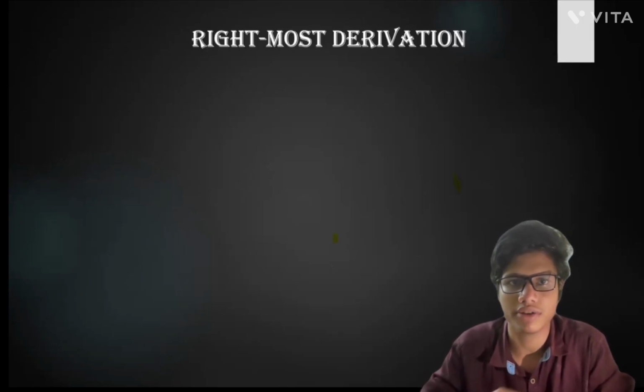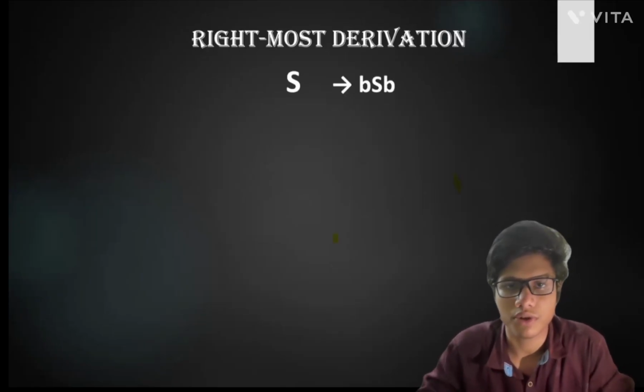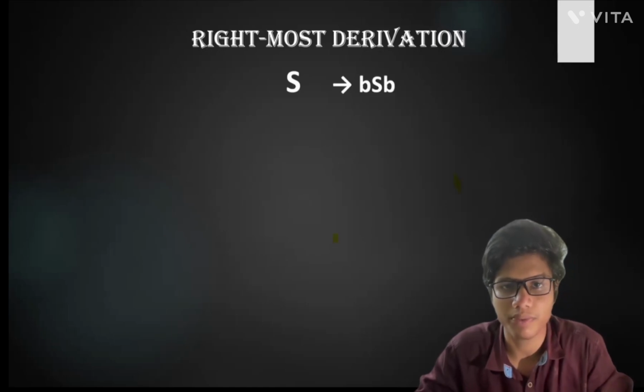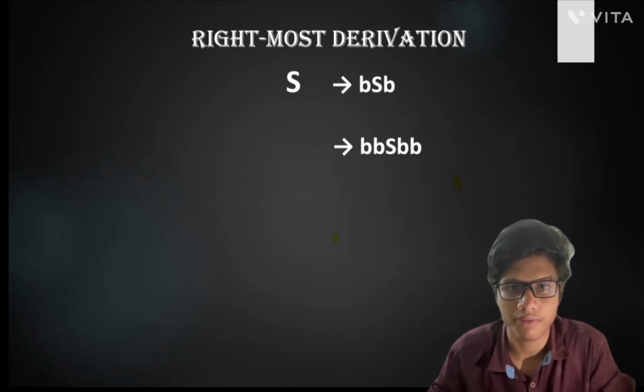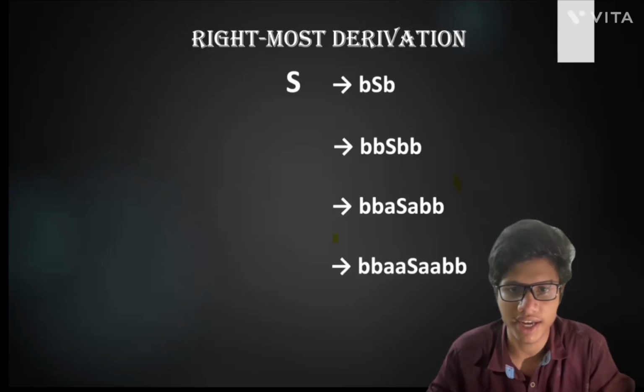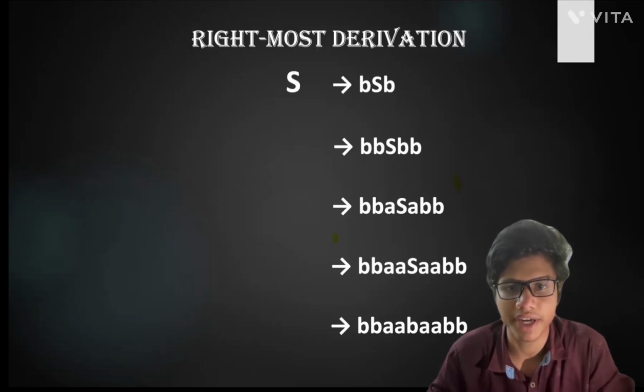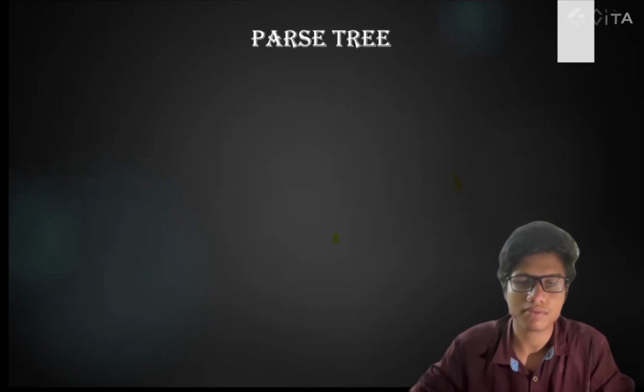Now let us go to the rightmost derivation. Now divide S into BSB. Further in the next step also divide S into BSB. Now change S into ASA. Continue to change S as ASA. Now getting to the final step, change S into B, and the final string we obtained is BB, AA, BB. This is our target string.